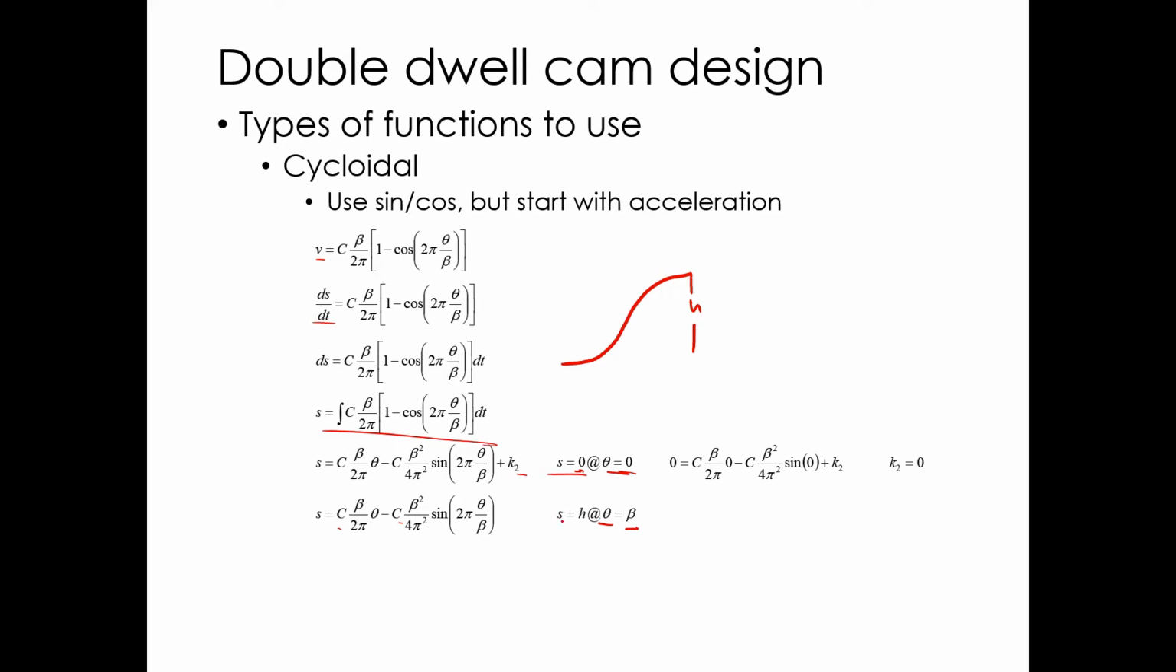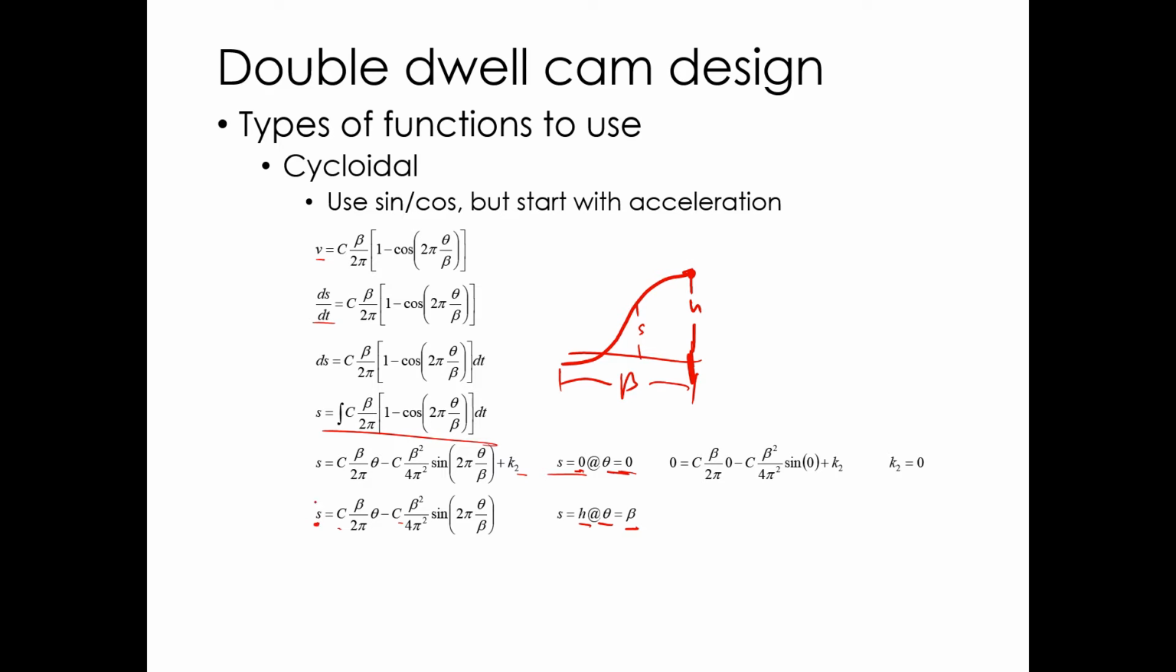So when s is equal to h, s is just this generic variable for the height, h is the maximum height. H is a constant, s is a variable. So when I am over here at this constant beta, when theta is equal to beta, I want s to be equal to h. So plug that in.